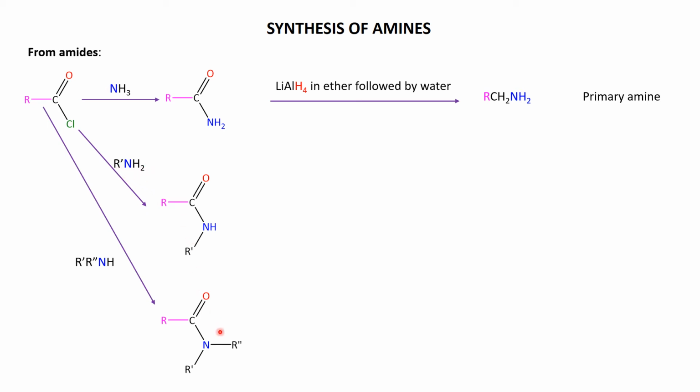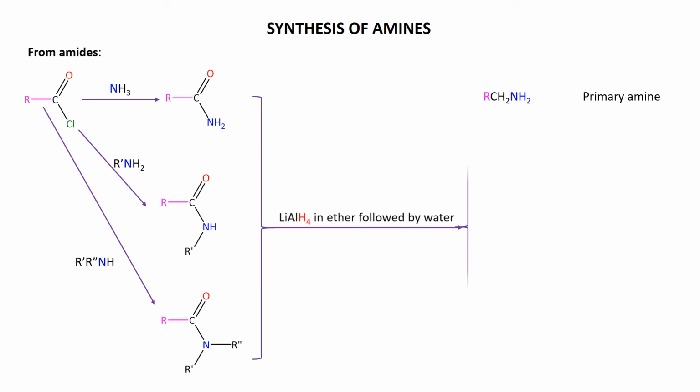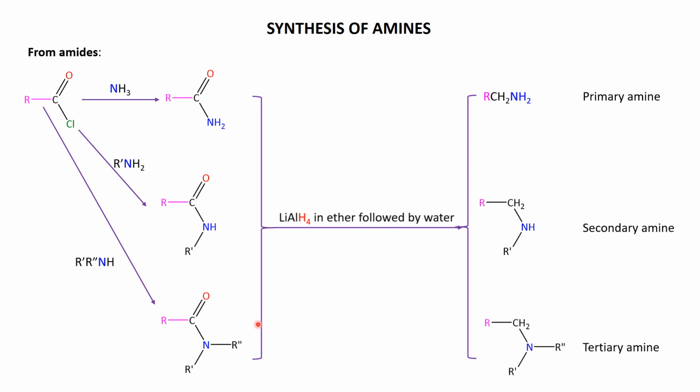or tertiary amide from a reaction with a secondary amine, I can reduce all of those quite happily with that LiAlH4 to make the primary amine by reducing the primary amide, to make the secondary amine by reducing the secondary amide, or the tertiary amine by reducing the tertiary amide.